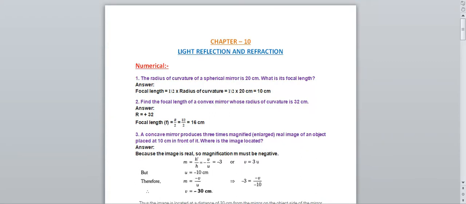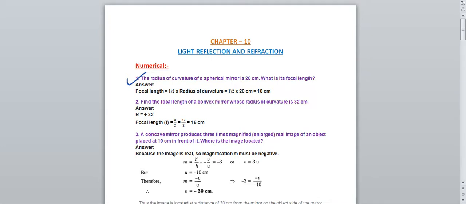Now let's start with the numericals of chapter number 10, light reflection and refraction. The first numerical given is: the radius of curvature of a spherical mirror is 20 centimeter. What is the focal length? I will suggest one thing: whenever a numerical is given in physics, whatever data is given in the question, you have to write those things first.